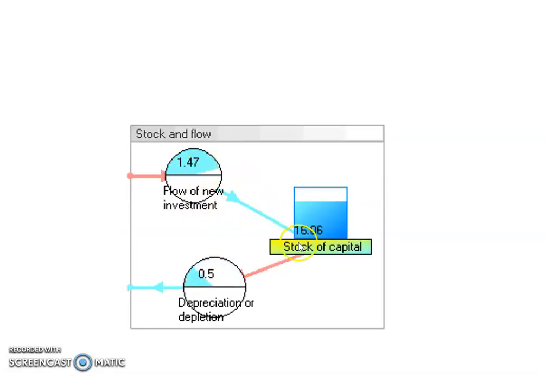As you see here, the capital is a stock, right? So we have an amount of capital. But this amount of capital is increasing, decreasing, going up and down due to inflows of new investments and outflows from depreciation and depletions.